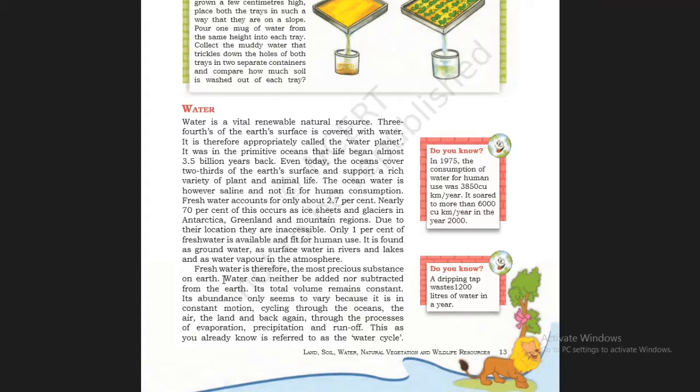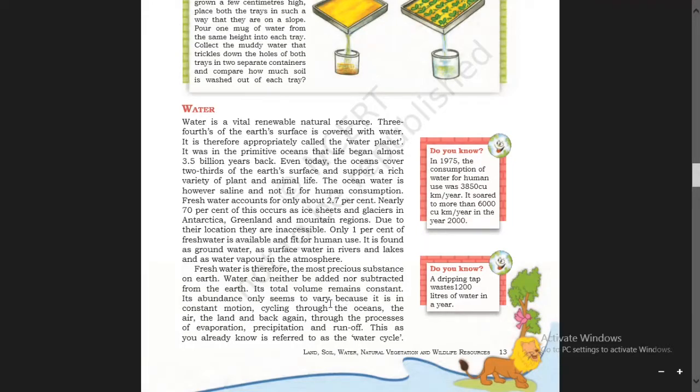Water can neither be added nor subtracted from the earth. Its total volume remains constant. Constant means occurring continuously over a period of time. Its abundance only seems to vary.